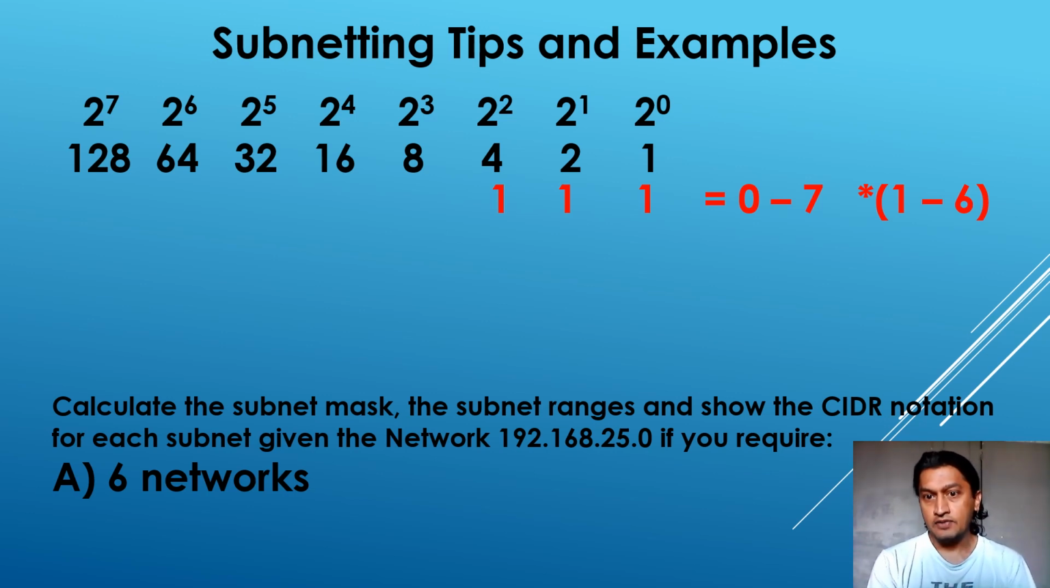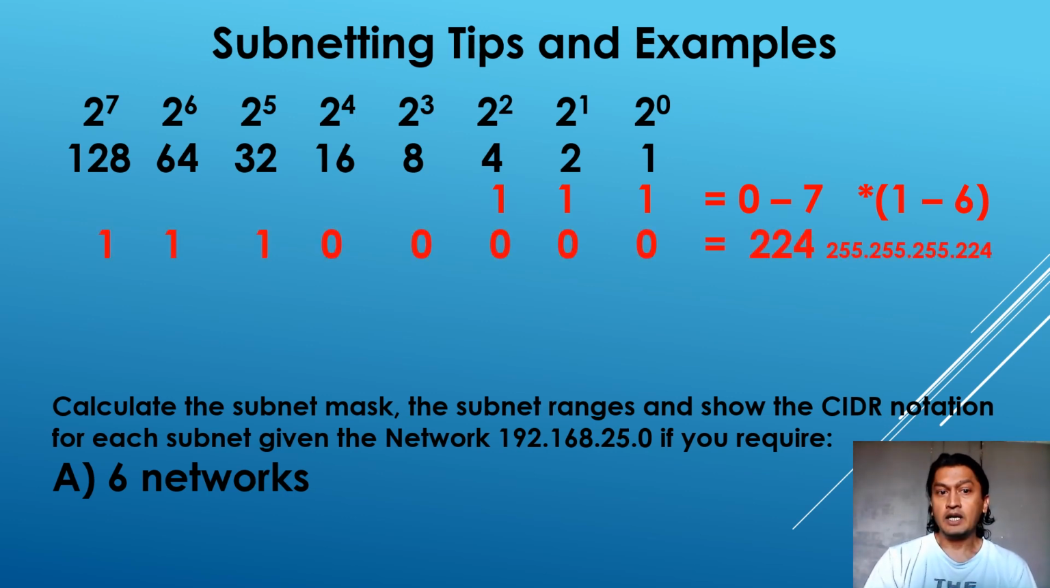Now you'll see in brackets there that I've got 1 to 6 highlighted. The reason for that is if you have legacy equipment on your network, or if you're working on a legacy network, there may be some older equipment that can't use the first and the last subnet. That's not a problem for modern networks, so we're not going to worry about that, but I'm just highlighting it so you're aware of it. So for our 6 networks, we need 3 bits. Those 3 bits give us 0 to 7, so 8 possible networks.